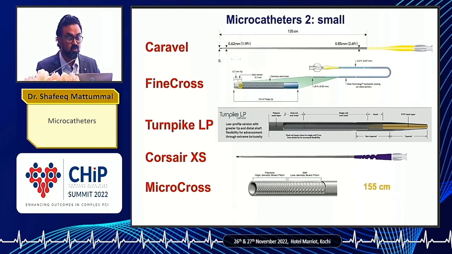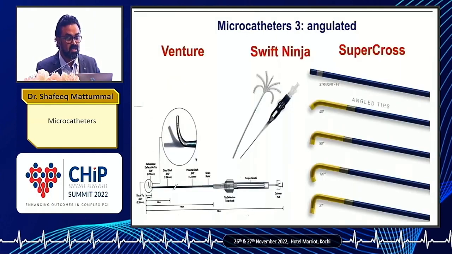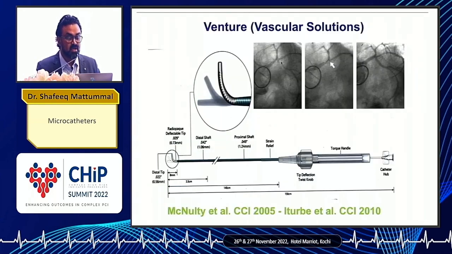Most of them have more or less similar characteristics: hydrophilic coating and a distal tapered structure. And deflectable, angulated ones are very useful in certain angulated lesions, and it helps selective wiring in situations like these.